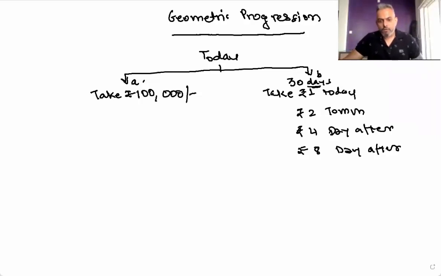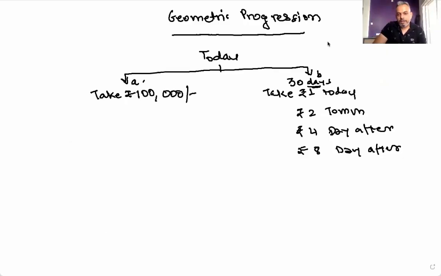So now you have to tell me which option you want to take, option A or option B. Please write this in the chat box. You want to go for option A or for option B? आज 1 लाख रुपए या फिर आज 1 रुपया, फिर कल 2 रुपया, फिर उसके बाद वेडनेसडे को 4 रुपए, थर्सडे को 8, फ्राइडे को 16, सैटरडे को 32 और ऐसा 30 दिन तक तुम डिसाइड करो.